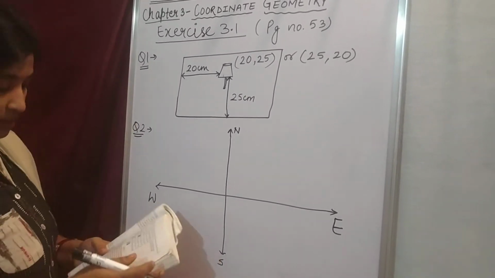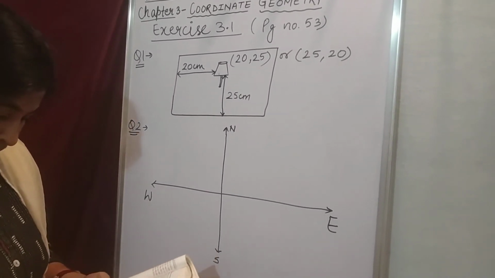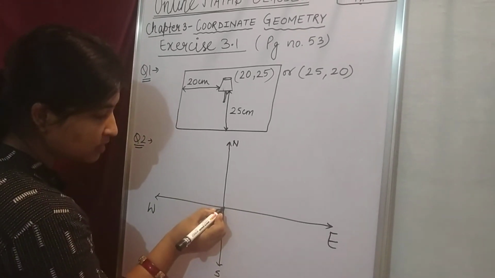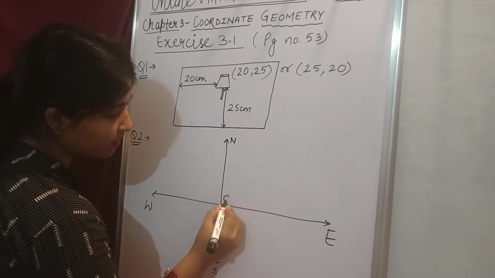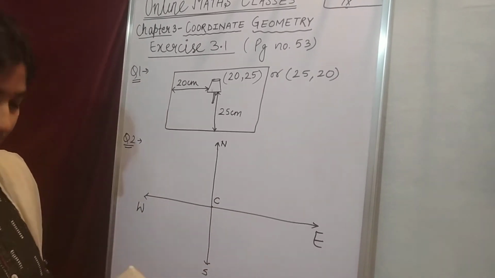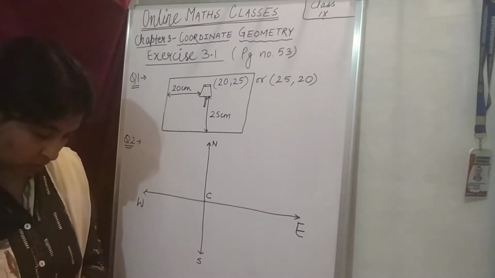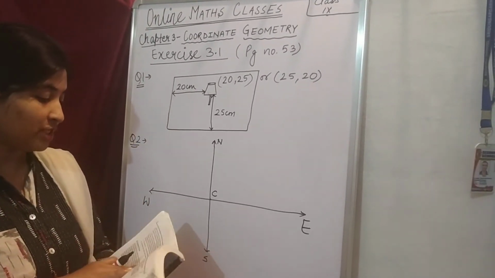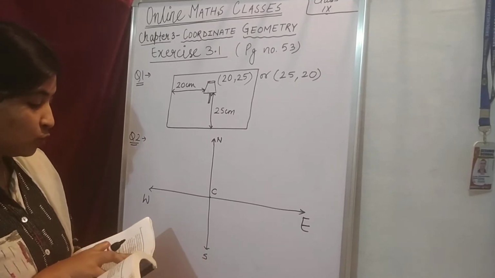There are two roads, they cut each other at the center. Okay, they cross each other at the center. So this I will assume as the center. The center I will represent by C. Now next page, page number 54. All the other streets of the city run parallel to these roads.